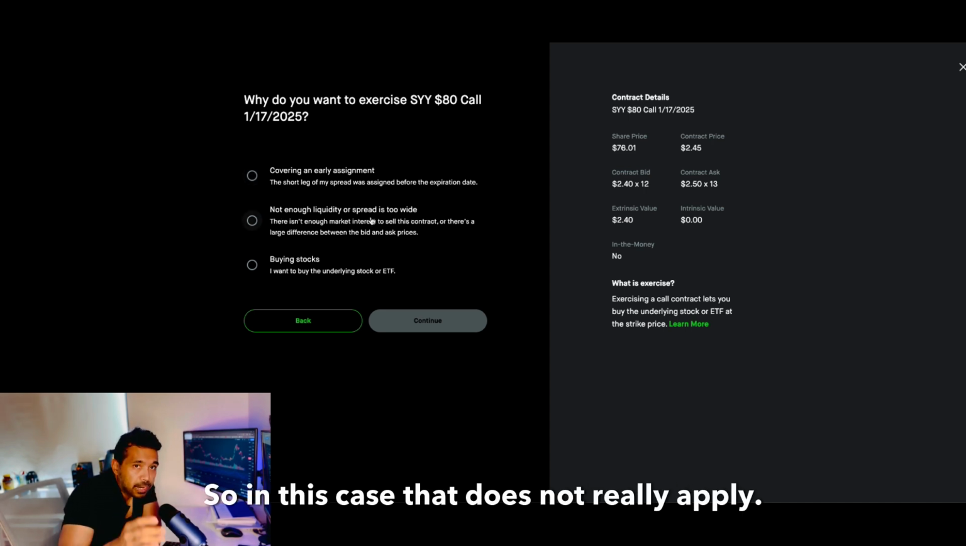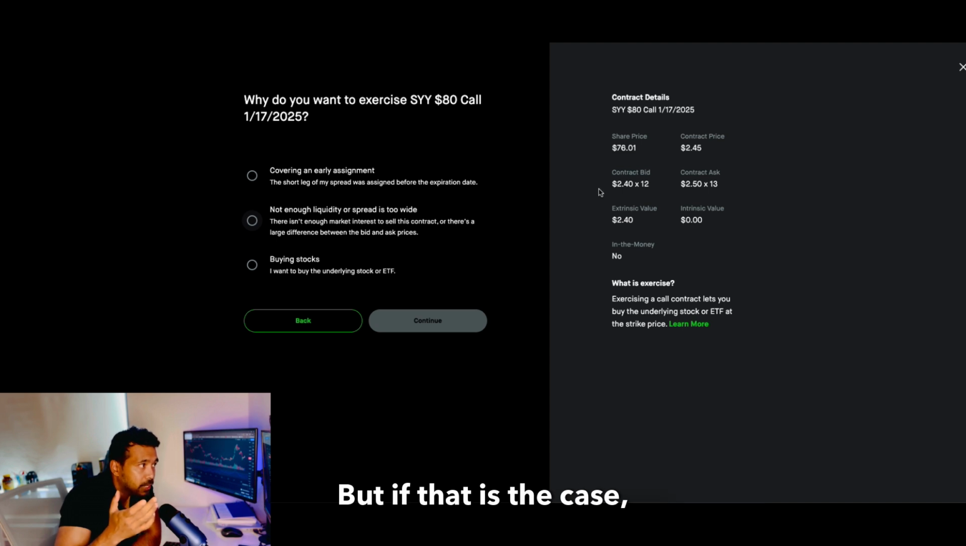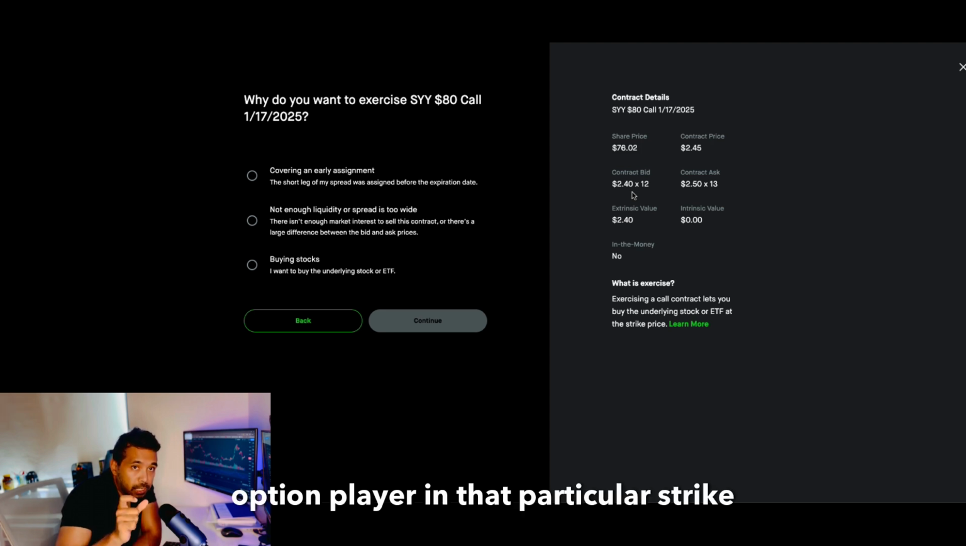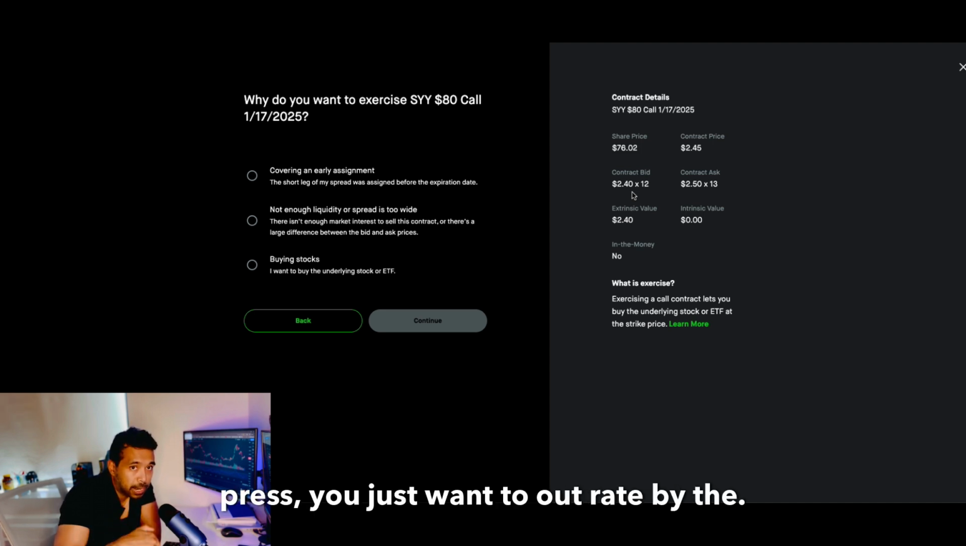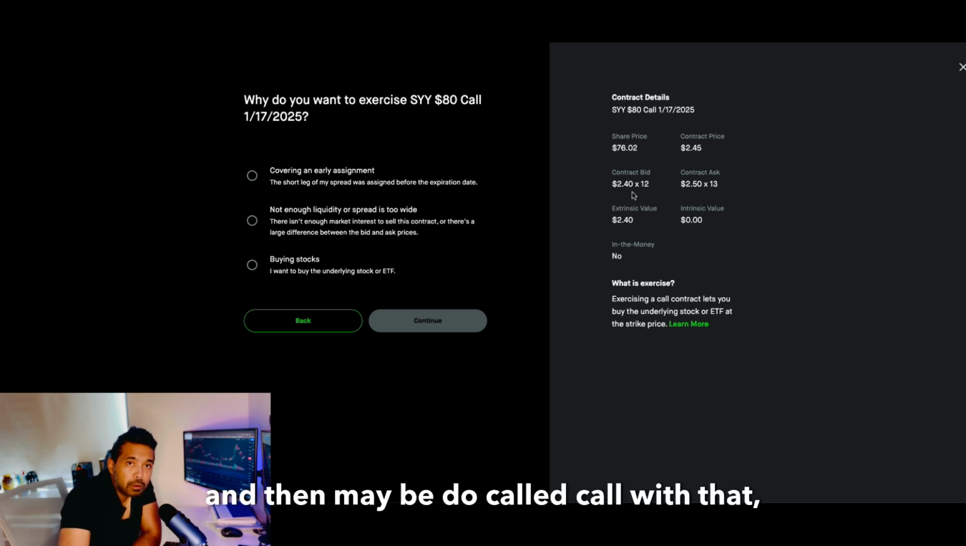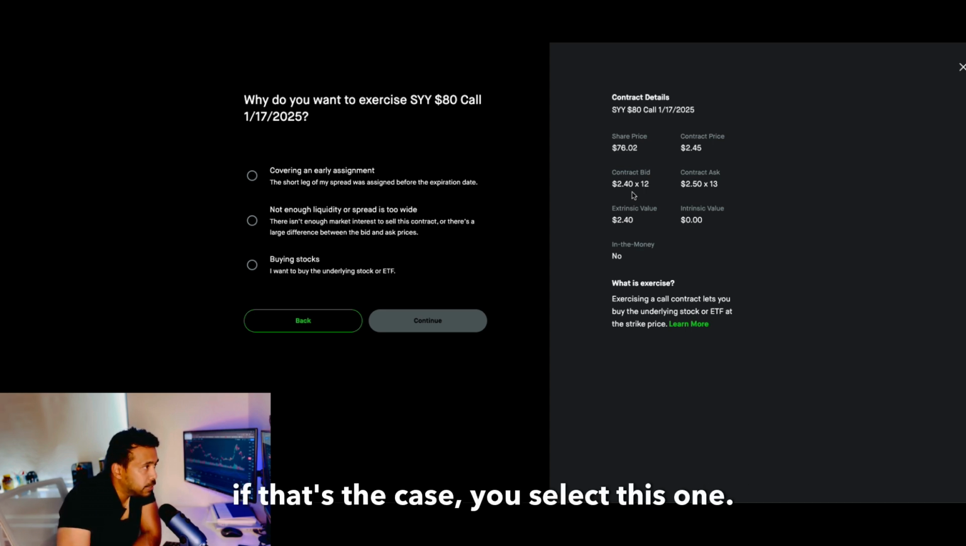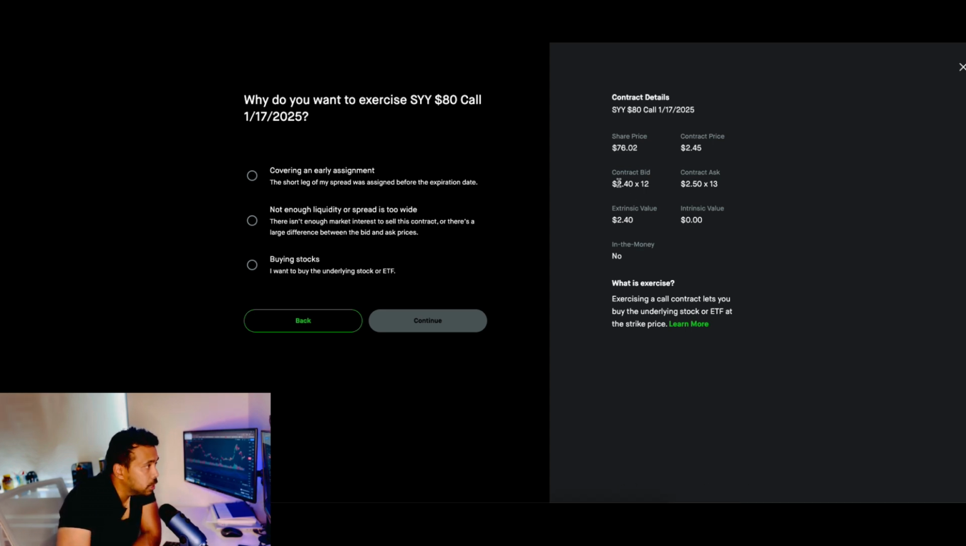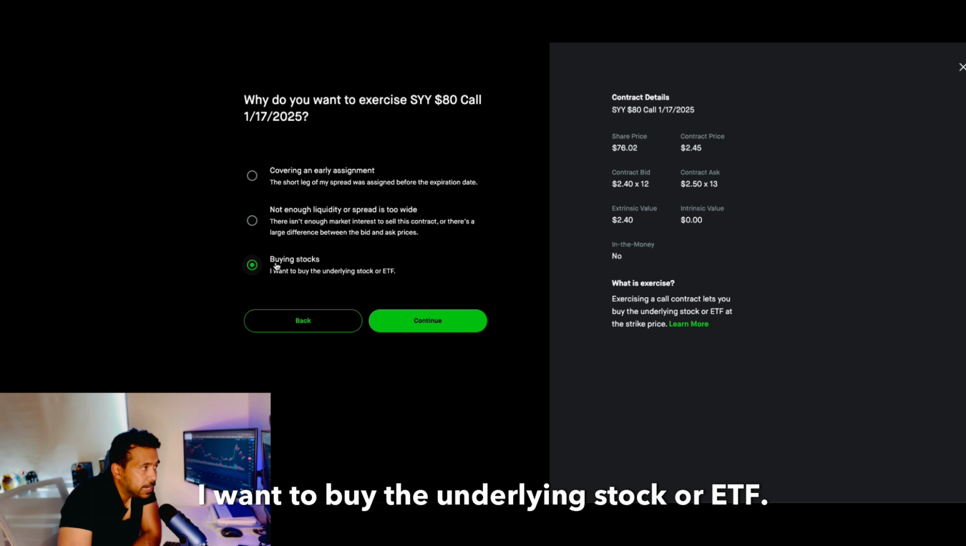In this case, that doesn't really apply, but if that's the case, maybe you see that there are not a lot of option players at that particular strike price, so you just want to outright buy the stock and then maybe do a covered call with that. If that's the case, you select this one. Most of the time this is the option that you would be going with: I want to buy the underlying stock or ETF.